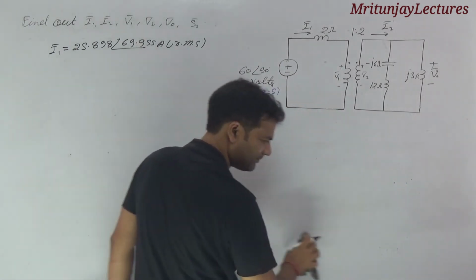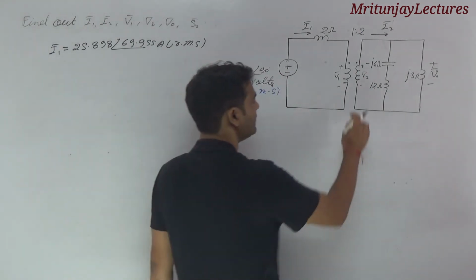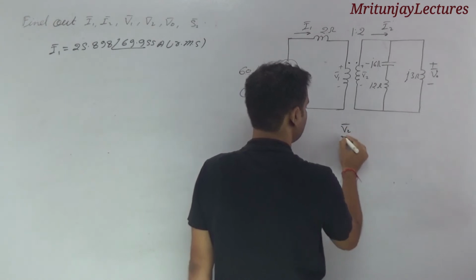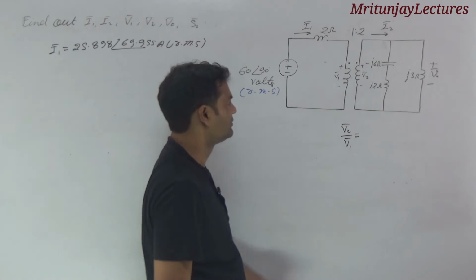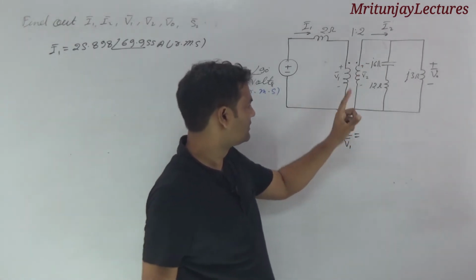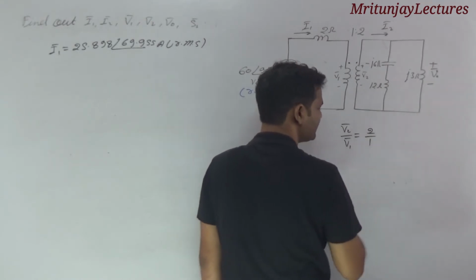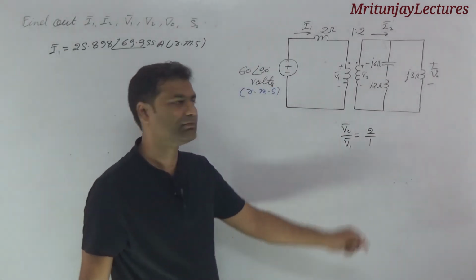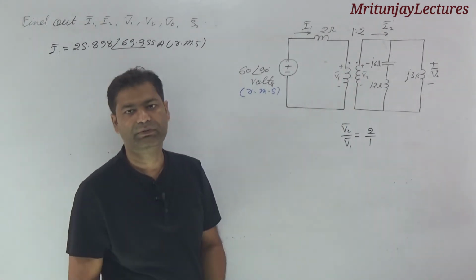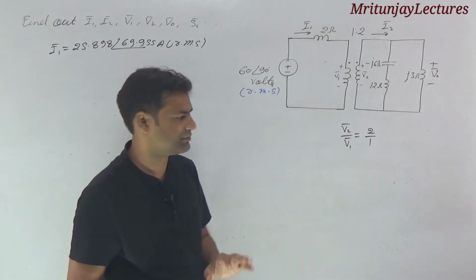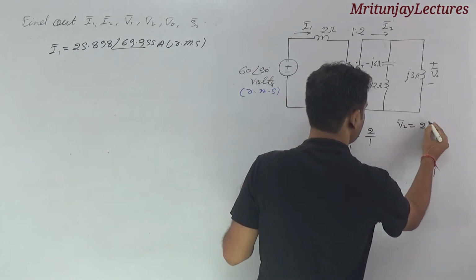Okay, our next target is how to determine them. I know that corresponding to dot convention, V2 by V1 is the dot polarity corresponding to like this, then N2 by N1 is 2 by 1. I have already discussed this. If the dot polarity is the same like this one or like this one, then V2 by V1 is always positive, otherwise negative. So V2 is written as 2 times V1.